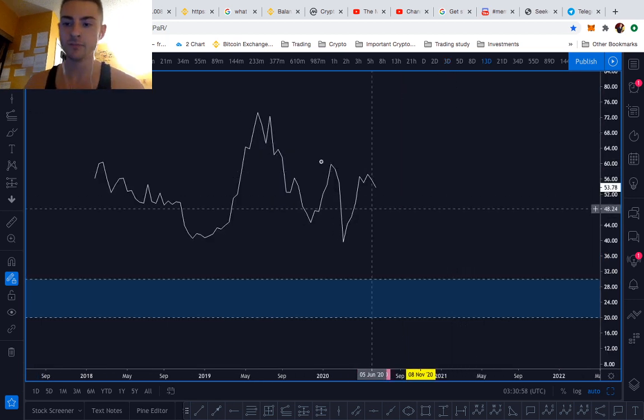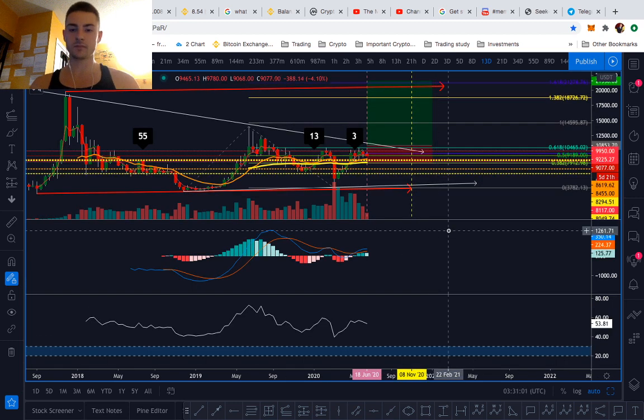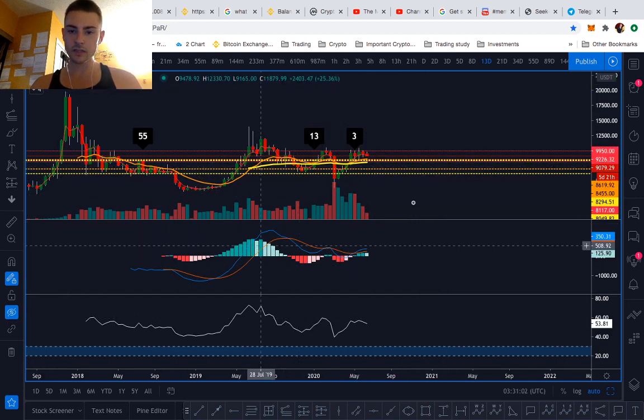I'm saying. Here's the 13-day chart. Don't really have to take a look at the.